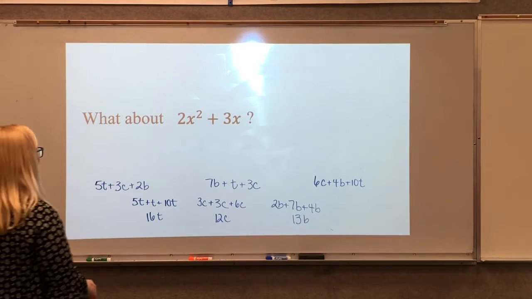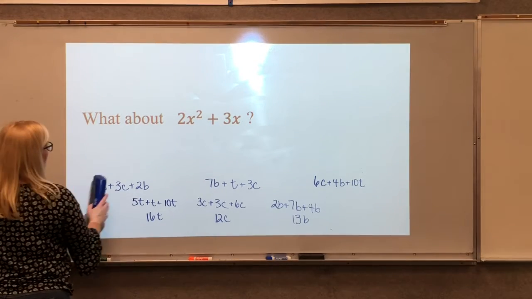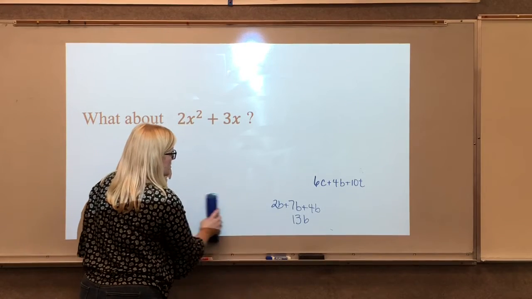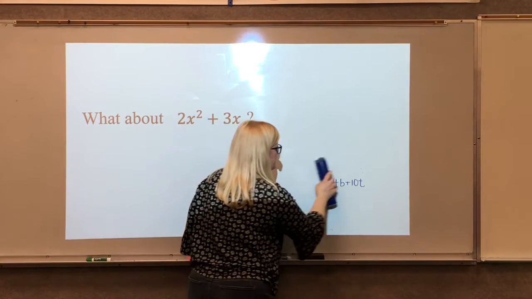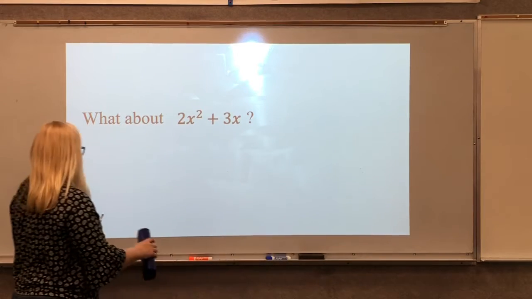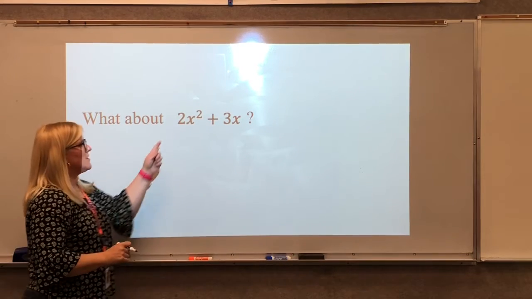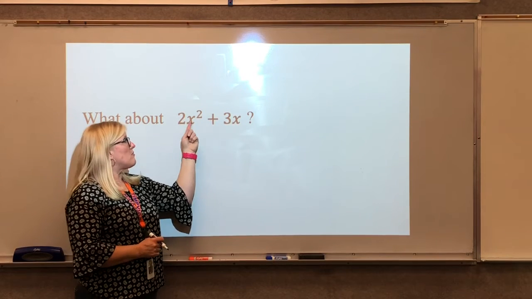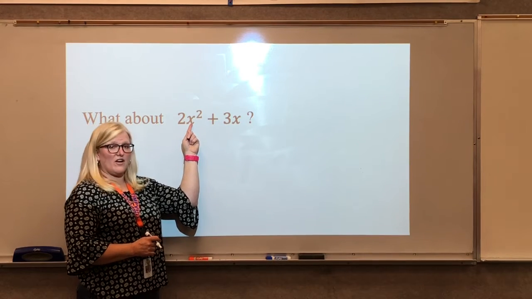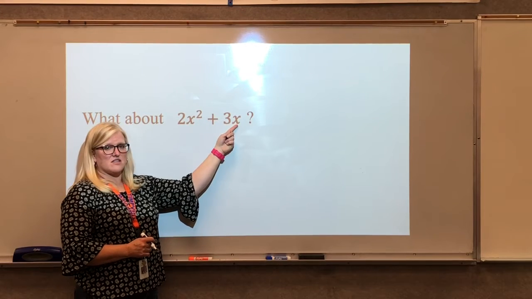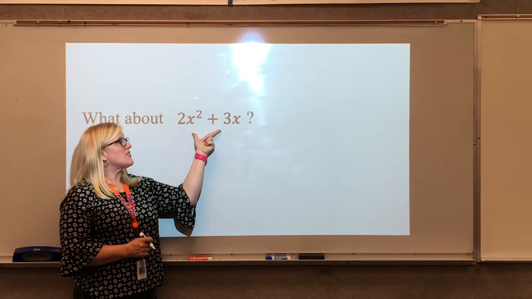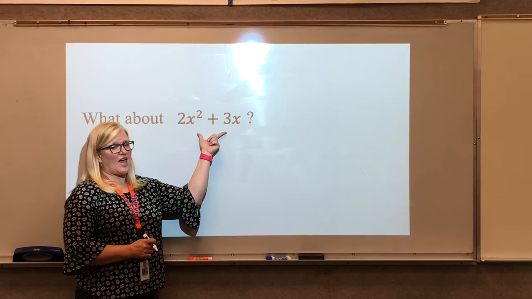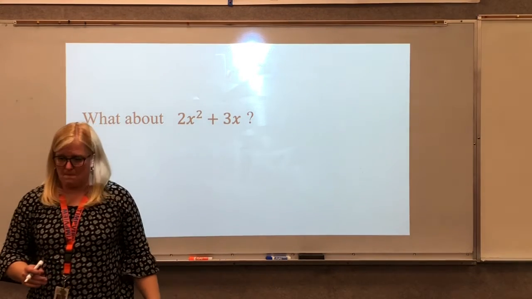Okay, so what about 2x squared plus 3x? We just kind of talked about this. They both have x's in them, but can I combine these? No, I can't. They're both x's, but this is x squared, and this is x. So you can't combine these. If you're simplifying this expression, this is as simple as it gets. You can't go any further than this.